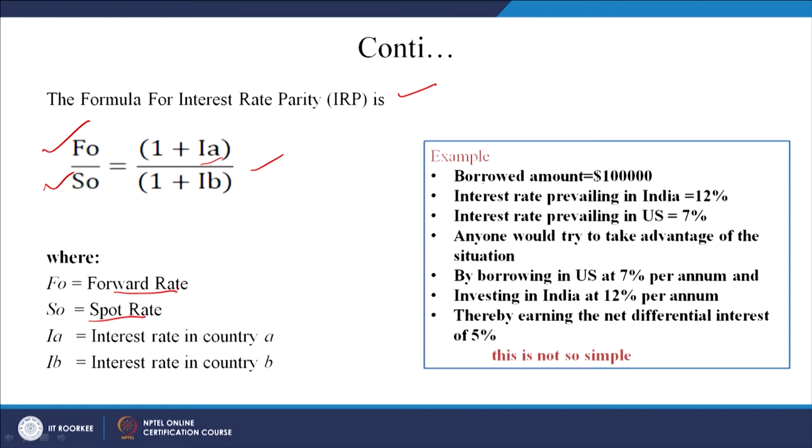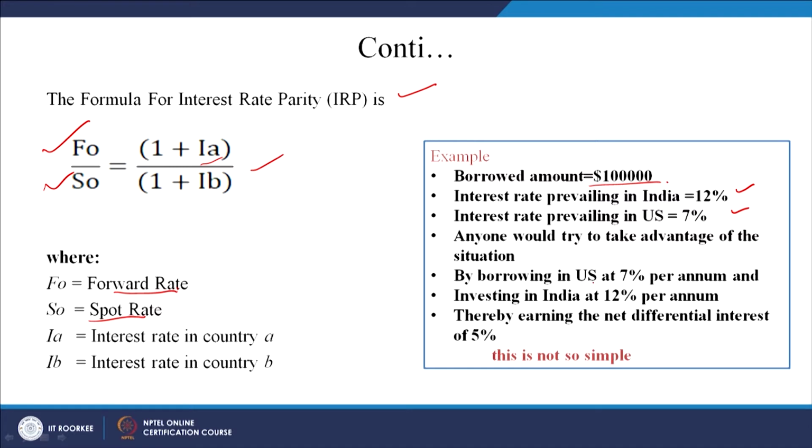Now, let us see this. Suppose the borrowed amount is $1 lakh. Interest rate prevailing in India is, let us say, 12%. Interest rate prevailing in the US is 7%. When you see this difference, anybody who does business will think there is a difference, so why not take advantage of it? Anyone would try to take advantage of the situation.